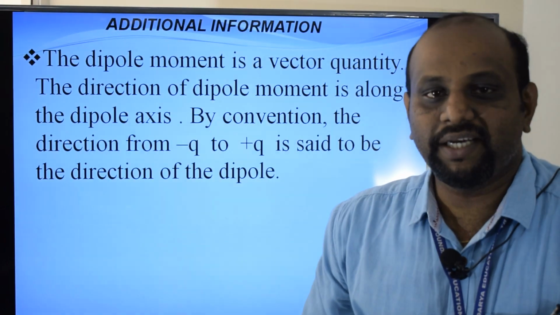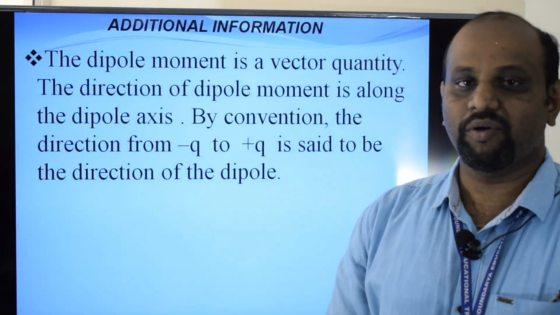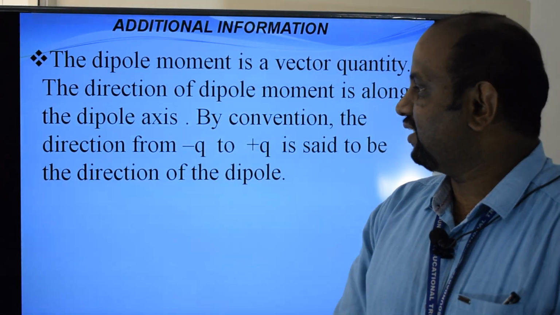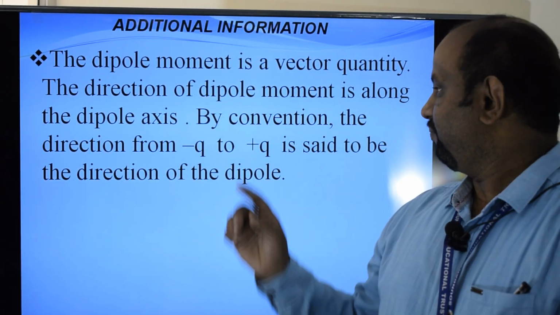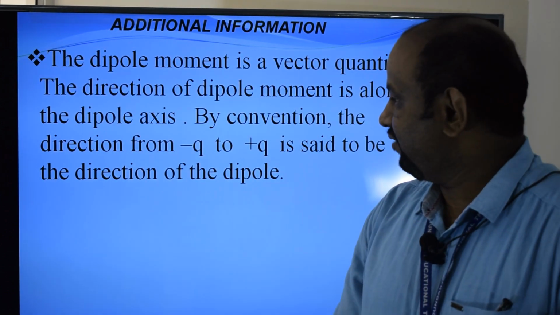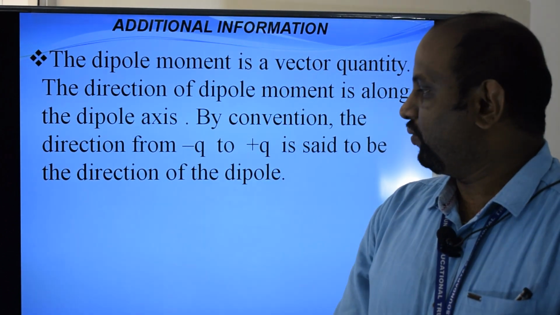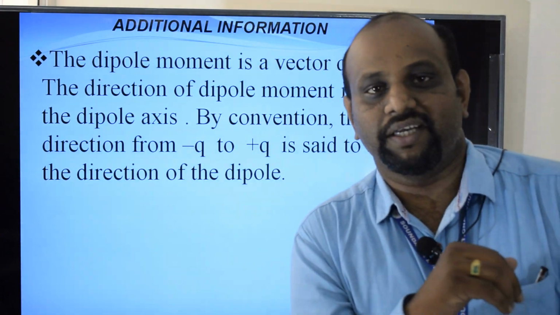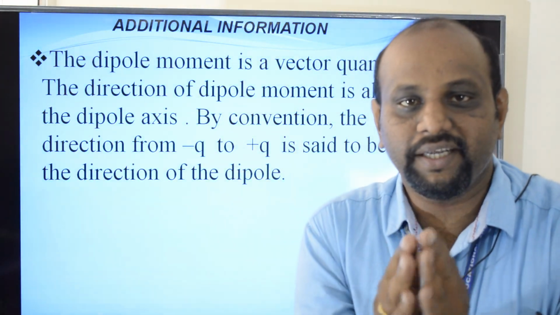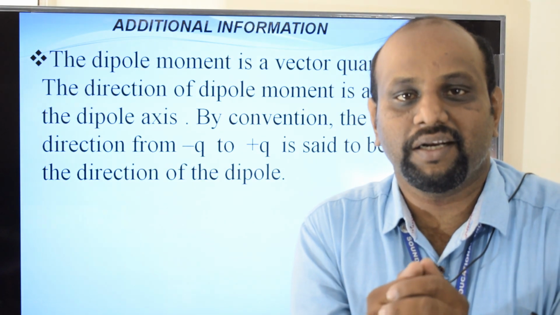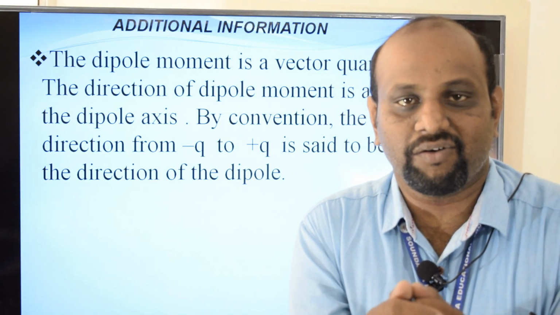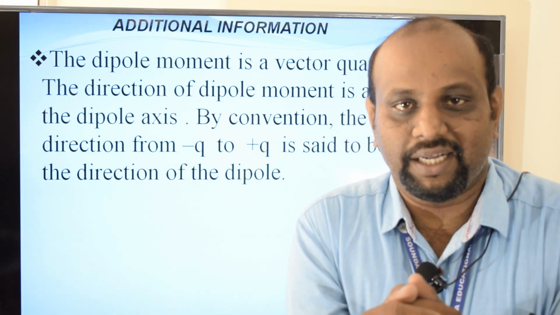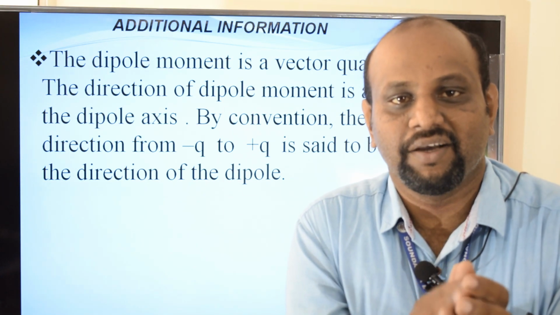The dipole moment is a vector quantity, and the direction of the dipole moment is always along the dipole axis. By convention, the direction from minus q to plus q is the direction of the dipole. What is meant by a vector quantity? A quantity having both magnitude and direction is called a vector quantity. Here the dipole moment has both magnitude and direction, hence it is called a vector quantity.